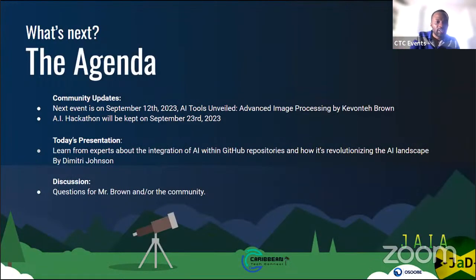All right, so this will be our agenda. The next event is going to be September 12th, and we'll be looking at advanced image processing. Our speaker for that event is going to be Kevante Brown. Following that, as we said, we've been doing these workshops in preparation for our UA hackathon, which is going to be held September 23rd. So please be on the lookout.